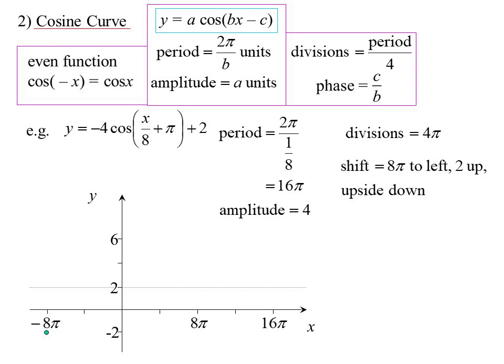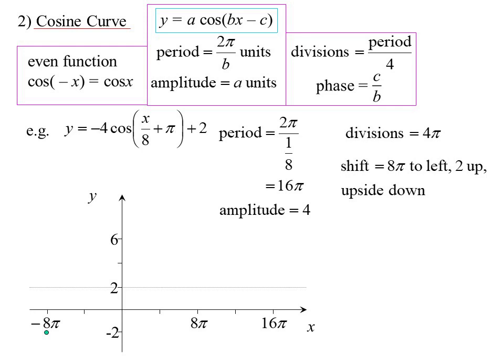Now, the amplitude we said was, where is it? There it is, 4. So I know I'm going up to 6, down to negative 2. They're going to become important. My divisions, I'm marking off every 4 pi. I think we've got enough information. Cosine curve, where do I start? Normally I would start at 1, or the top of the amplitude, but hang on a sec, this one's upside down first, so it's upside down.